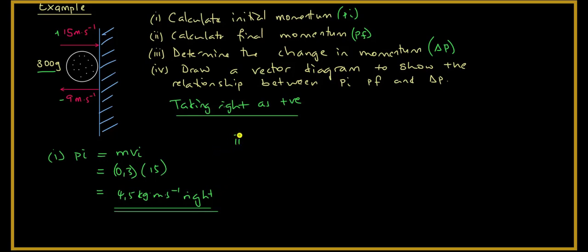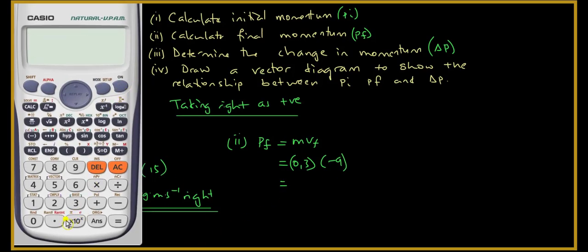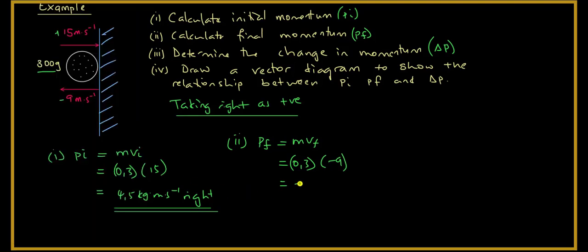Next, I'm going to calculate my final momentum. So I'll say Pf is equal to m times the final velocity. The mass is 0.3. The velocity is going to be -9. And then that should give me 2.7, by -9. So I get -2.7 kgs meters per second, which is equal to 2.7 kgs meters per second to the left.